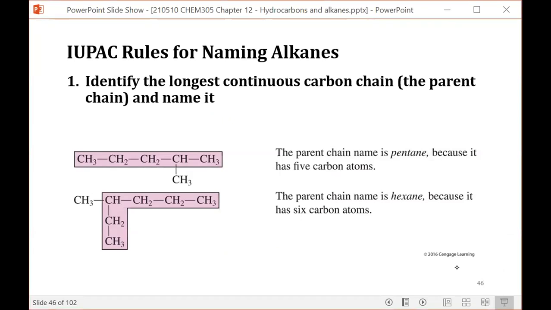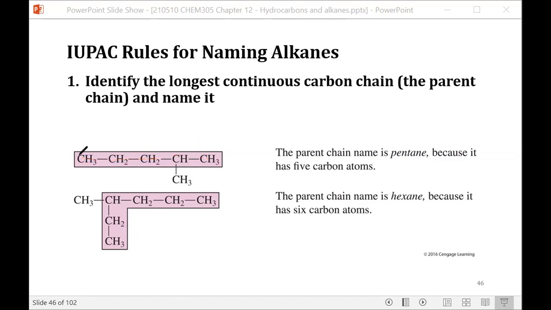So let's go through the rules for naming these things. The first thing you want to do is identify the longest continuous carbon chain. We call this the parent chain, and you name it. To identify it, you can take your pen or pencil and trace the greatest number of carbons you can cover without having to backtrack or lift your pencil. In this case, it's 1, 2, 3, 4, 5. And so the parent chain name is pentane.